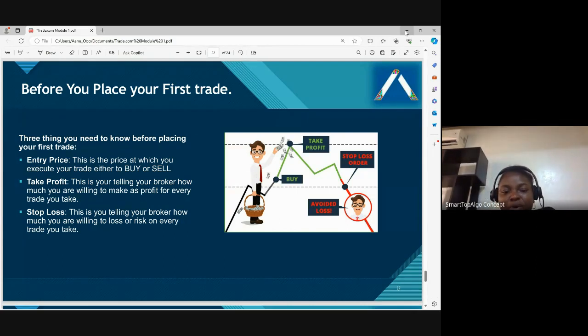Because many people will have made money, but at the end of the day, they will still lose that money. It's foolishness. So you should be able to protect every penny that you made in the market so that you won't lose it again. Are we together? So this should be something you should learn. You should know before you even place your first trade.